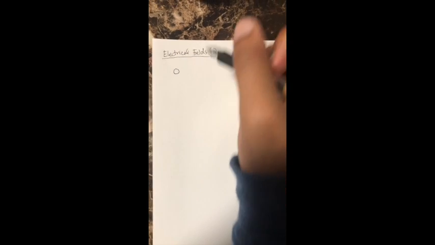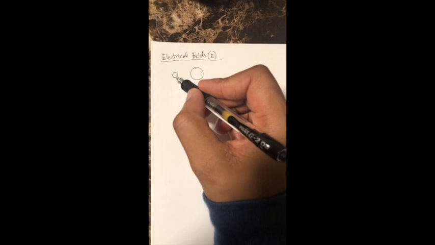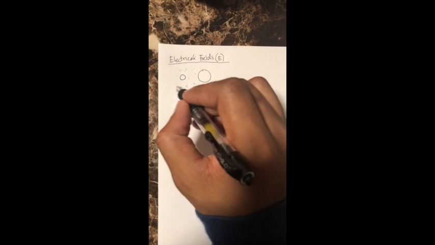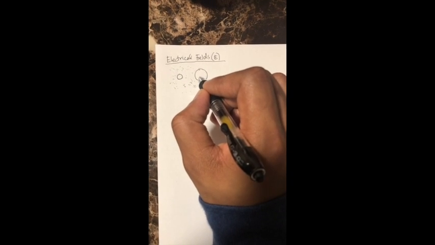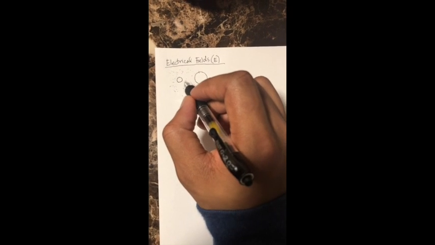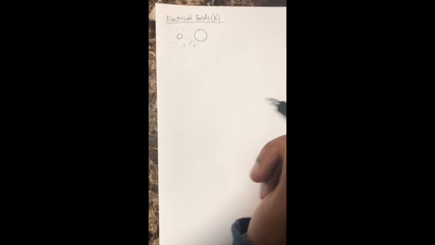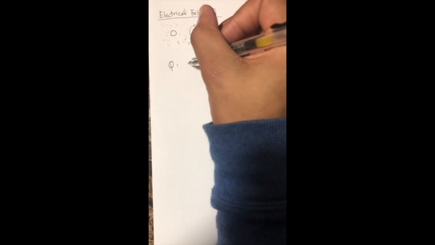So I can have one particle and another particle, and this particle is creating an electric field that this particle is experiencing, and the force is being carried over the electrical field. So before I continue, there are two things that I really want you to understand. We have two particles. One particle we're going to label as big Q.